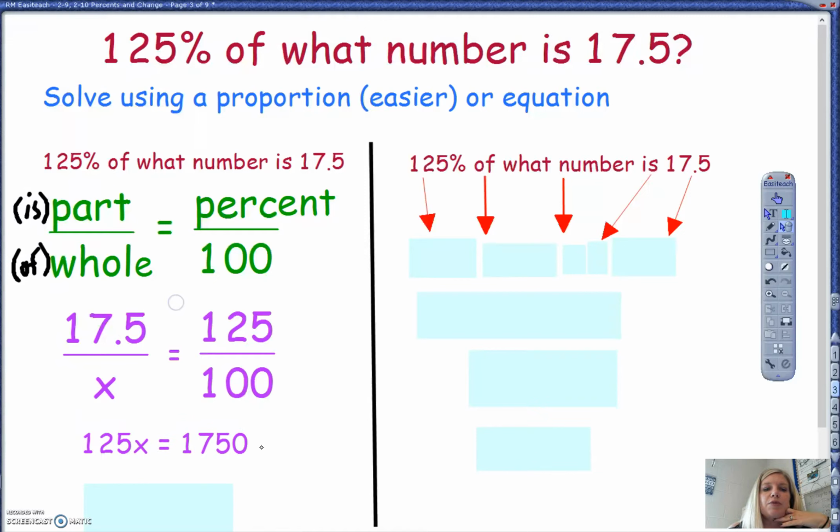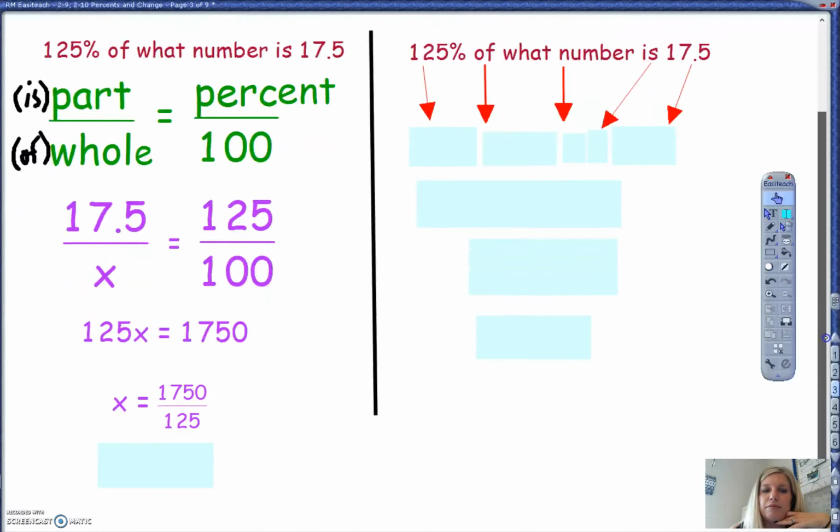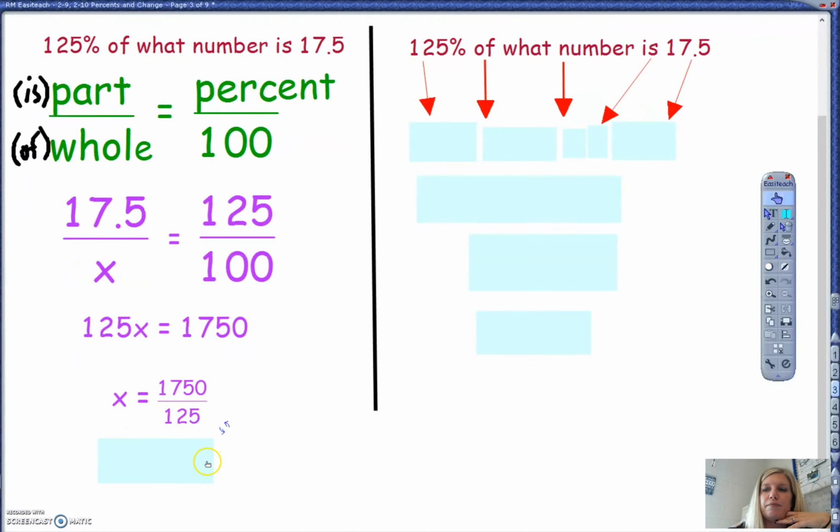You get 125x equals 1,750. Divide both sides, and you should get x is 14, so our number is 14.